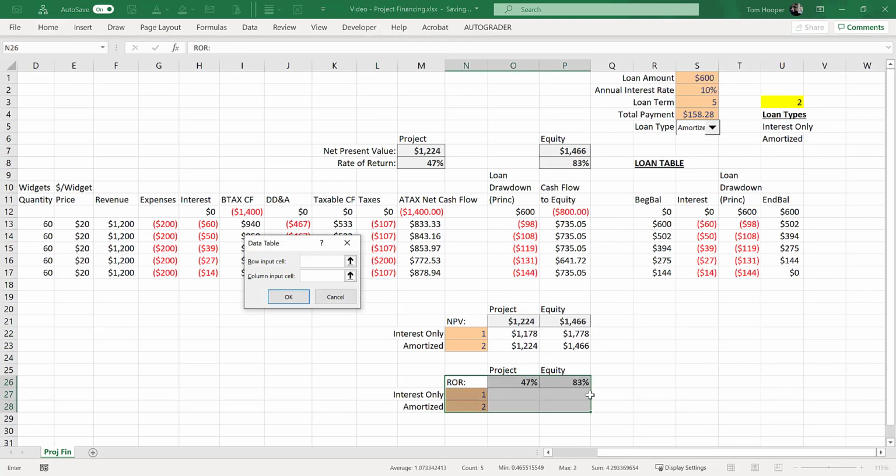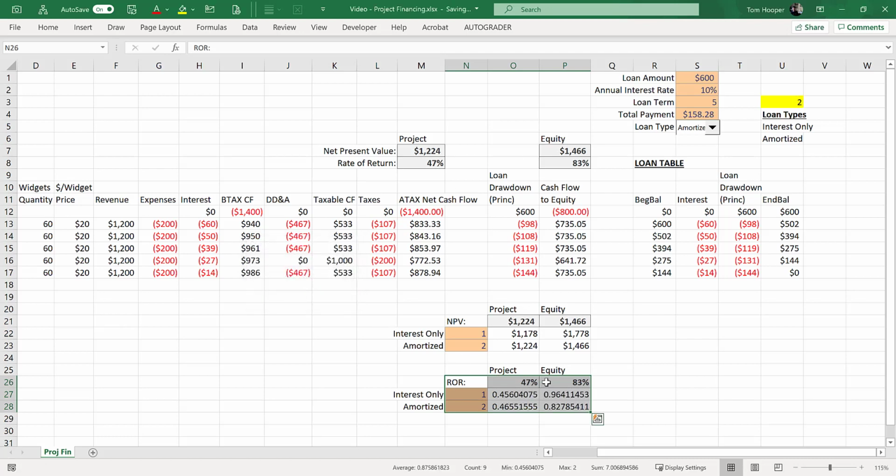Data table. By the way, I didn't say it, but I selected enough cells and only enough cells to get the formatted cells. Column inputs or row inputs? Inputs are in column, so it's a column input. And the inputs are the loan type. So the column input cell is the loan type. And then we'll come back here, Alt HP for percent.